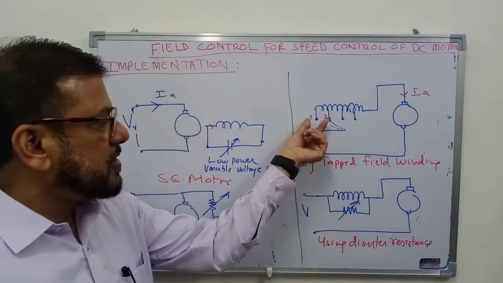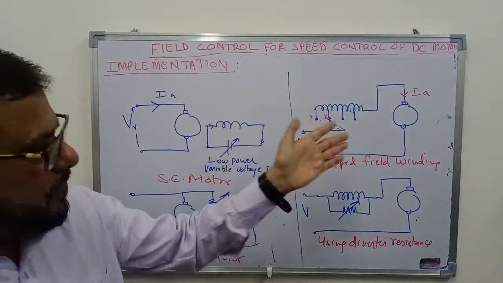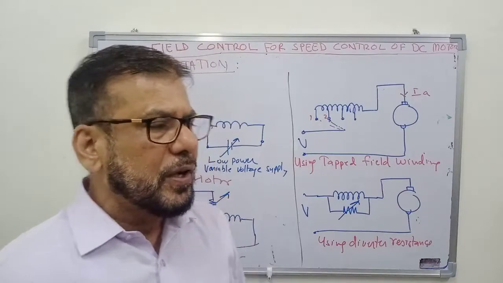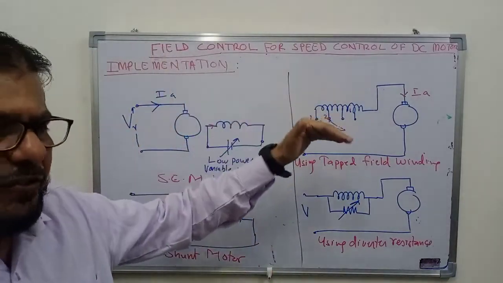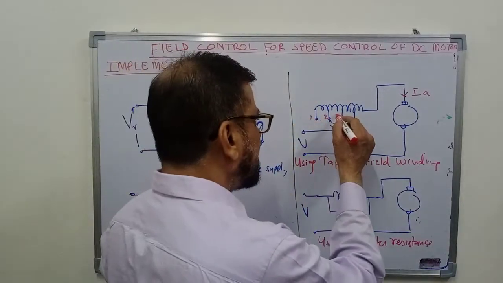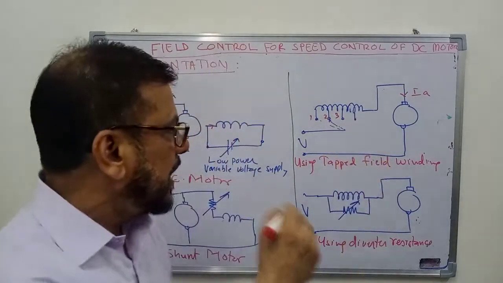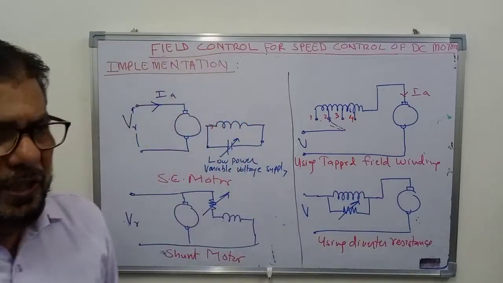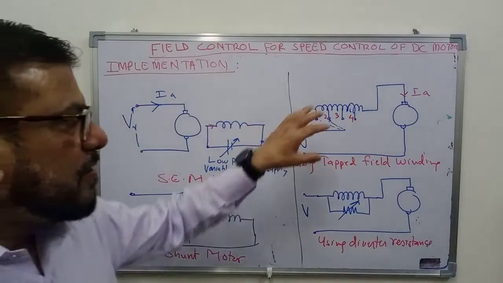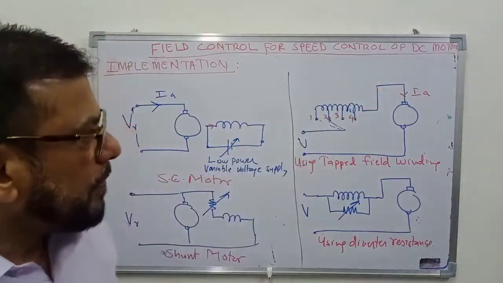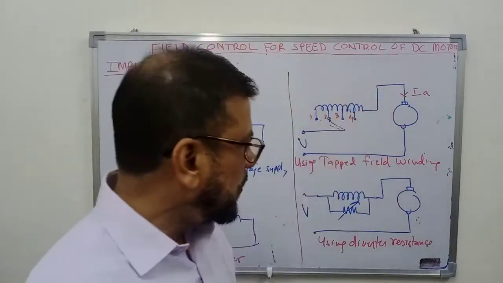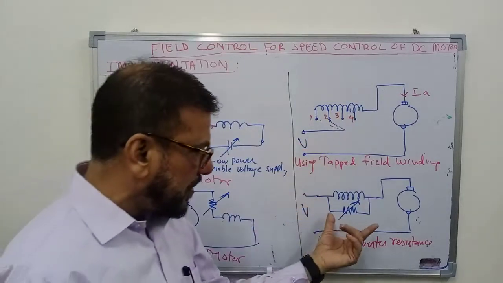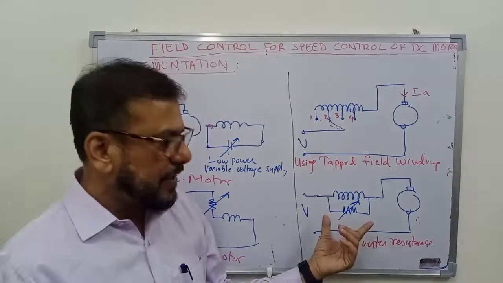If you change the tapping to the second position, then this much number of turns will be out of circuit. For the same current, the number of turns is reduced, Ia into N will be lower, and that will cause a decrease in the flux. Further change to position 3 will further lower the flux, and further change in the tapping here will further lower the flux. So in that way you can change the flux produced by the field winding, and hence you can change the speed of the motor.